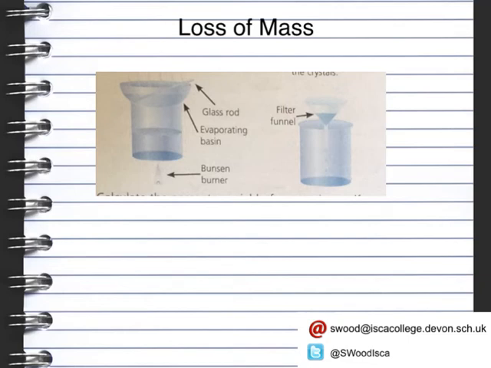Now that means that the yield is never going to be 100%. In fact, some chemical reactions have a yield that can be as low as 10 to 15%, such as we looked at in the last topic, the production of ammonia.